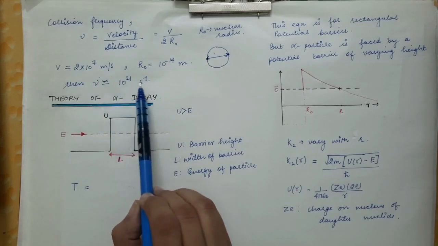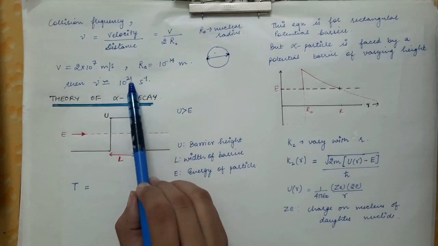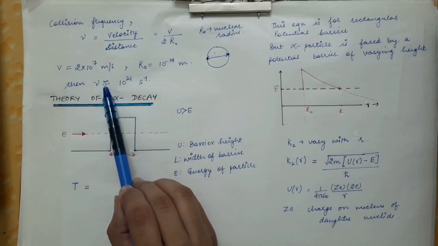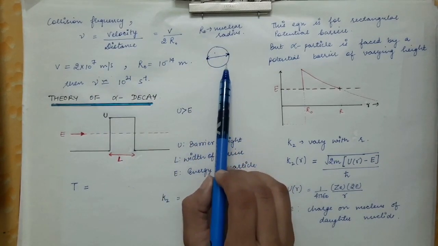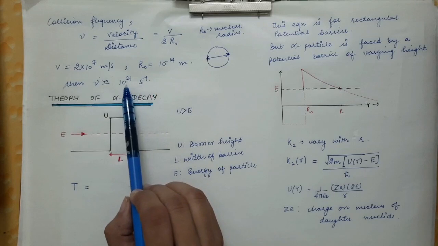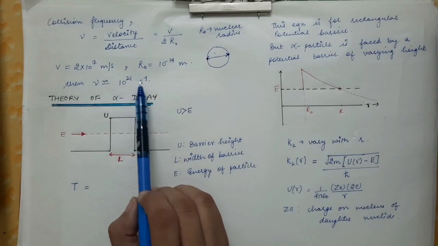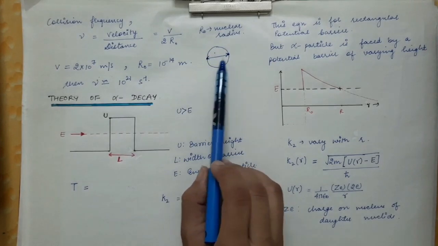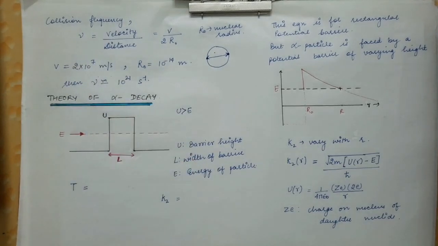This tells us that the alpha particle collides about 10 power 21 times in 1 second. Collision frequency is the number of times the alpha particle collides with the surface potential barrier. That comes out to be 10 power 21 second inverse, which means the alpha particle collides about 10 power 21 times inside the nucleus in 1 second. In 1 second there are 10 power 21 collisions of the alpha particle with the surface barrier. So that is the collision frequency.